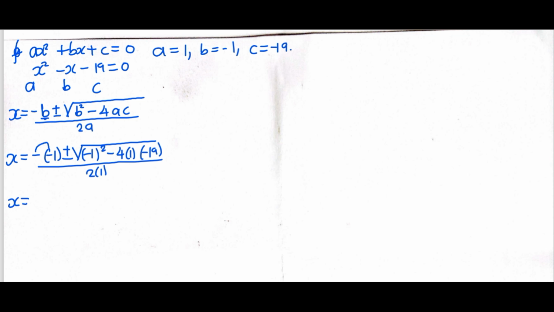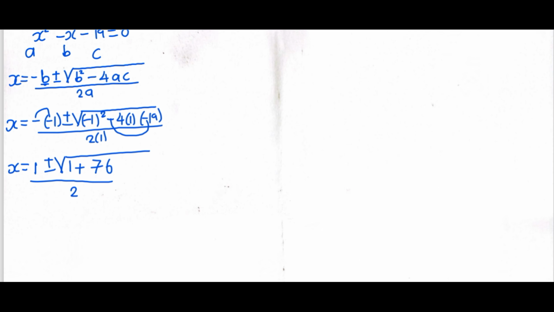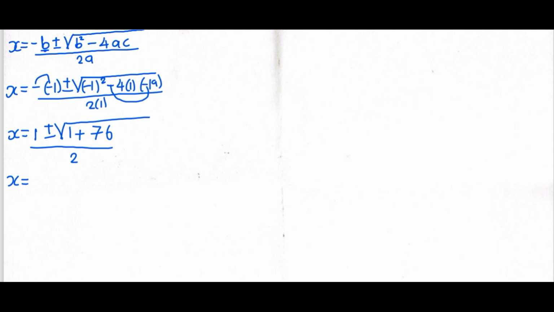Okay, if we expand, negative times negative will give us positive 1. Then negative 1 squared will give us positive 1. Now this negative times this negative will give us positive here: 4 times 1 times 19. So 4 times 19 will give us 76, so we have 76 over 2. Here we can't find the square root at this stage. First, we need to make sure that there is only one number under the square root. So 1 plus 76 is 77. Then we can look at the square root of 77.